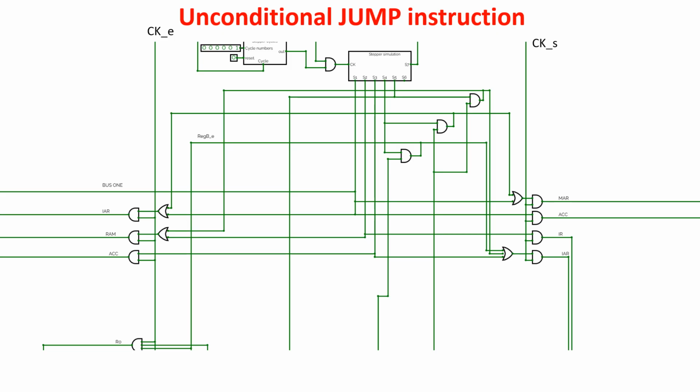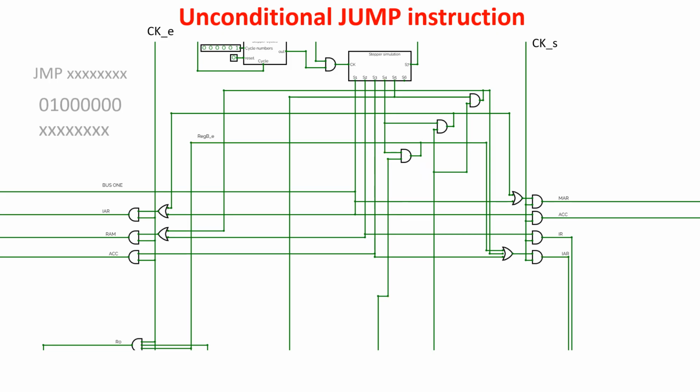Let's see the control signals for the first unconditional jump instruction. So jump R2, for example. With this instruction in the instruction register, this signal is high, and when the fourth step arrives, this AND gate is open, giving an enable pulse to R2, putting the address on the bus, and a set pulse to IAR to acquire the address inside the instruction address register, which now is ready to jump to the next instruction.